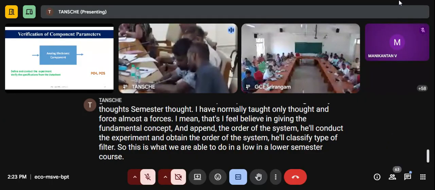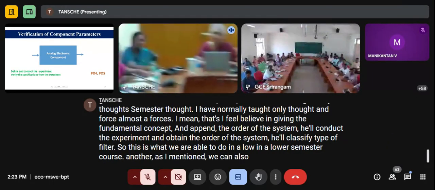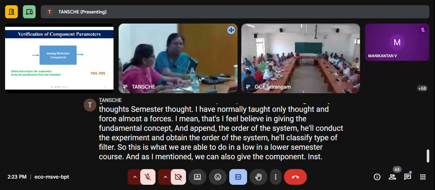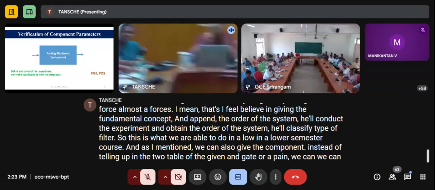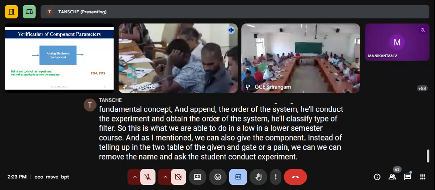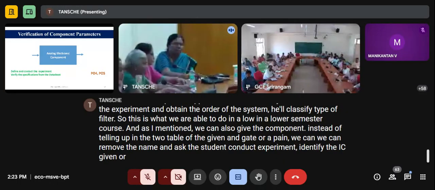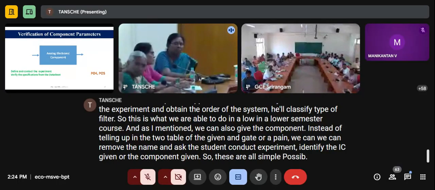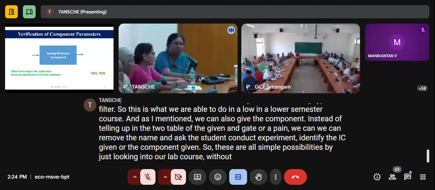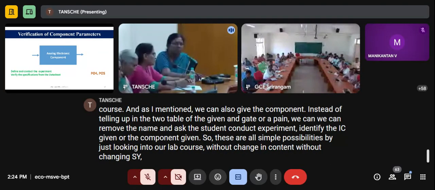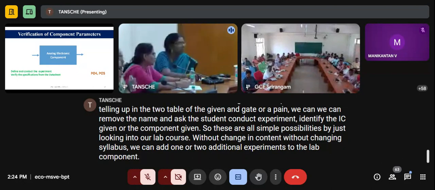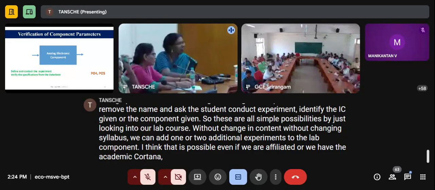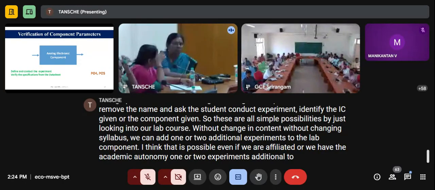And as I mentioned, we can also give the component. Instead of telling them to obtain the truth table of the given NAND gate, we can remove the name and ask the student to conduct an experiment and identify the IC or component given. So these are all simple possibilities. By just looking into a lab course, without change in content, without change in syllabus, we can add one or two additional experiments to the lab component. I think that is possible even if we are affiliated or we have the academic autonomy: one or two experiments additional to address PO4.